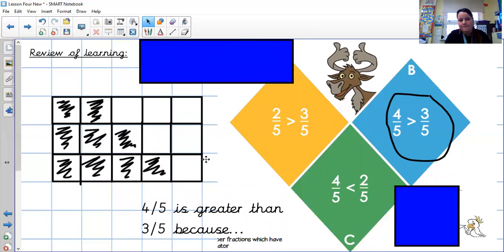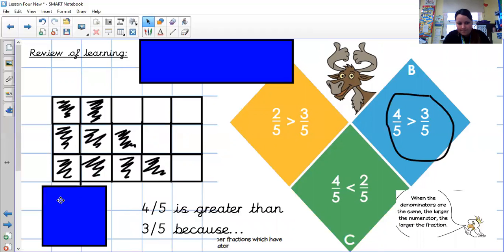And we've just explained that 4/5 is greater than 3/5 because I've got more of my equal parts shaded, and it's 1/5 more. And if we remember Friday's lesson, hopefully you can remember this generalized statement. When the denominators are the same, so in this case, our denominator is 5, the larger the numerator, the larger the fraction. So when the denominators are the same, the larger the numerator, the larger the fraction.